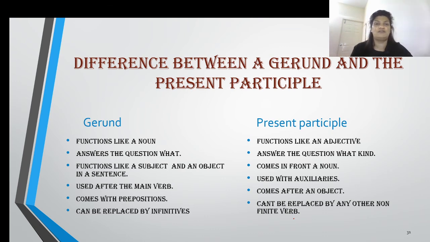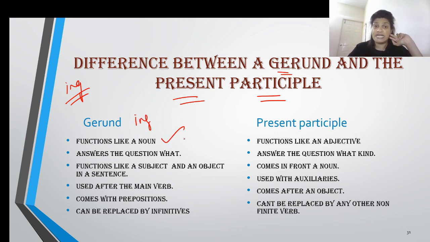Let us now take the difference between a gerund and a present participle. Well, both look similar, both end in "ing" forms, and both are very confusing. You need to understand the usage, the difference between the two. The gerund, which is also an "ing" verb, functions like a noun, whereas the present participle, which is also an "ing" verb, functions like an adjective.